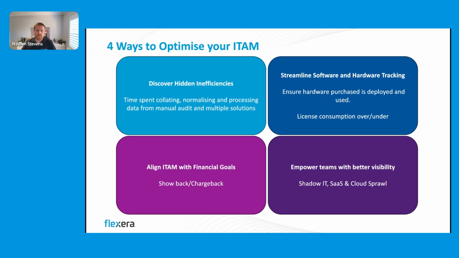The licensing side around software consumption is even more important than hardware. Hardware can sometimes even be a write-off, but license consumption, the overs and unders, is where the biggest opportunity for savings is to be made, or the biggest risk as well in terms of unexpected audits. It's where my license consumption is over or under based on what I own. So it's a key area to look into.